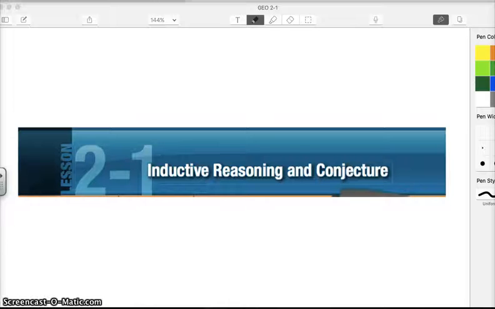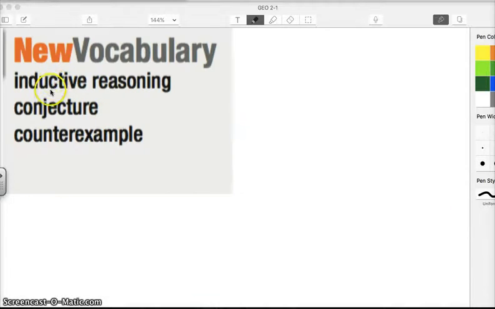Geometry students, here we are in chapter 2, and we're looking at inductive reasoning and conjecture. So our vocabulary words today include inductive reasoning, conjecture, and counterexample. So let's start off with inductive reasoning.